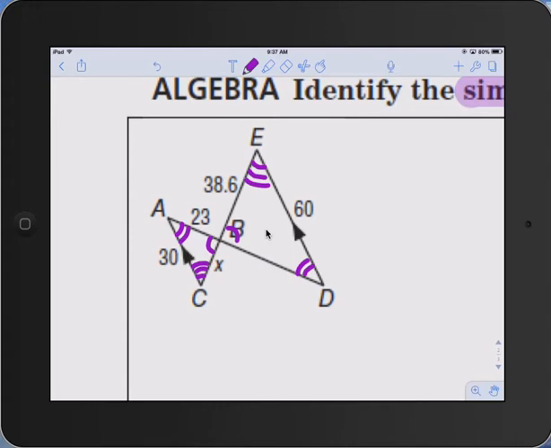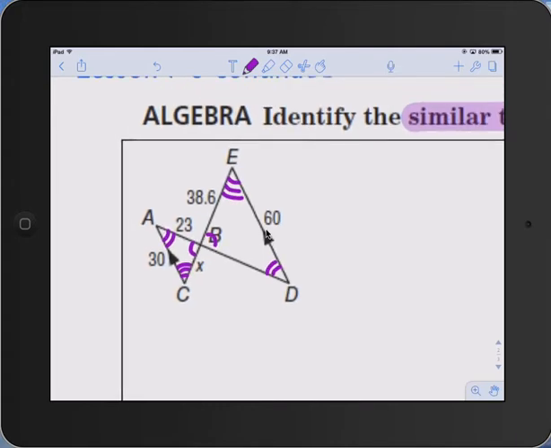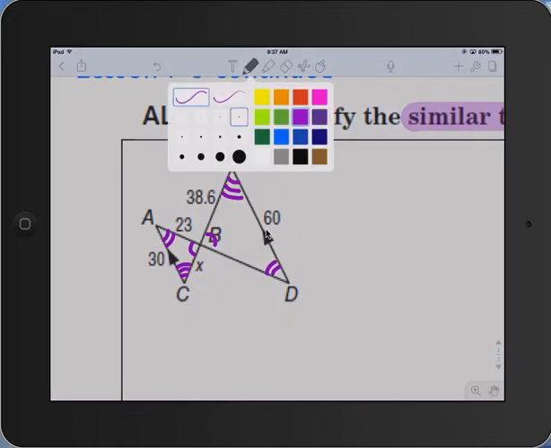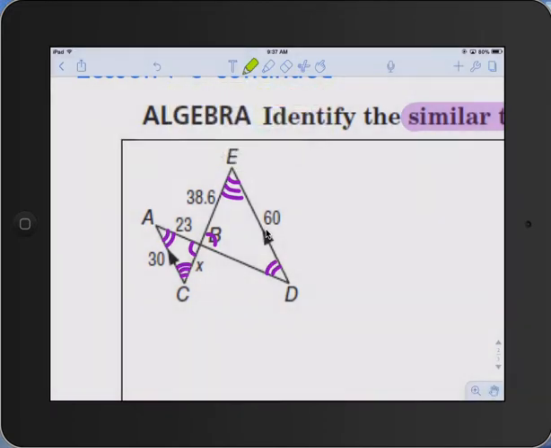Now notice that we are not going to be able to do side angle side, because let's see how the sides match up. Across from the single marked angle is the 60, and across from the single marked angle here is 30. And then the double marked angle is x, and the double marked angle is 38.6. So it kind of looks like side angle side, but the problem is we don't know what x is, so we can't use side angle side because we don't know if the 30 and x is proportional to the 60 and 38.6. Then we also have 23, but we don't have the side over here, so we also don't have enough to do a side angle side with a different pair of angles.